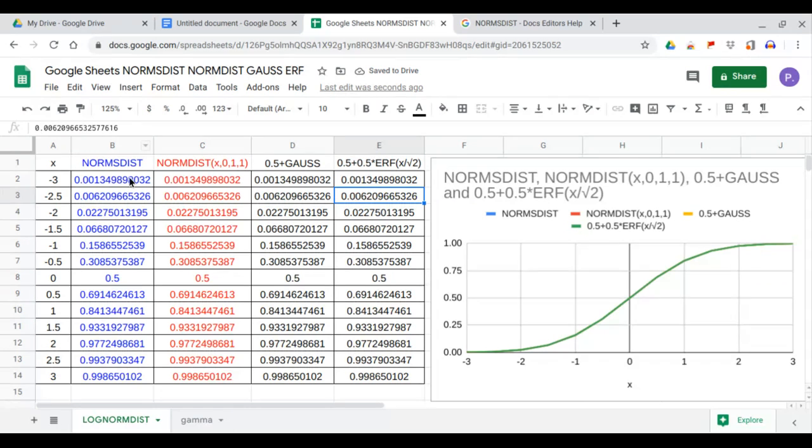This shows the relationship of NORMSDIST, NORMDIST of x, comma 0, comma 1, comma 1, and 0.5 plus GAUSS and the ERF function.